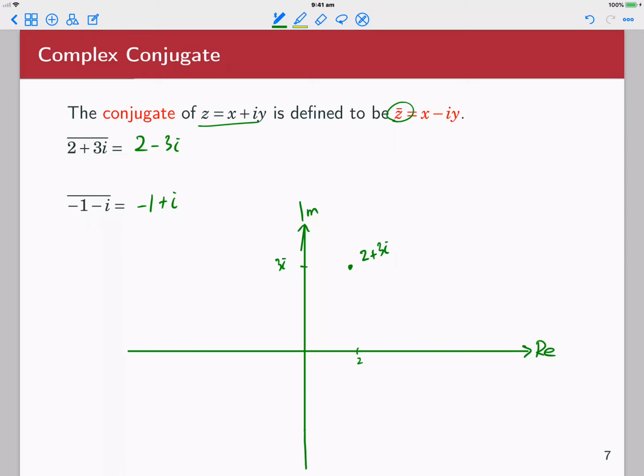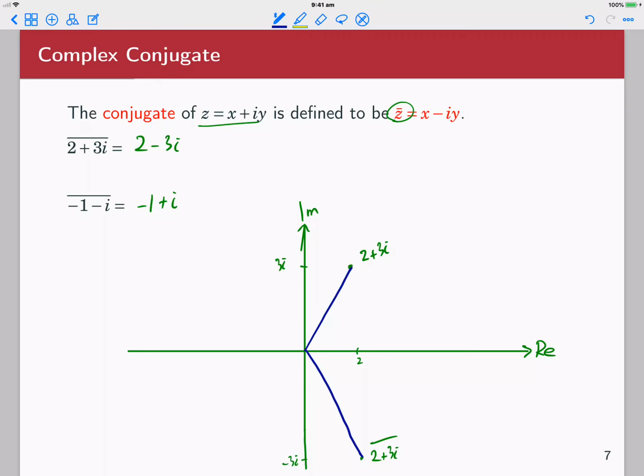But if you want to see where the conjugate 2 minus 3i would be, let's say minus 3i is here, then this is where 2 minus 3i would be. So this is where the conjugate of 2 plus 3i would be. You can see that when you take the conjugate of something, really what you're doing is reflecting it about the horizontal axis. That's what conjugation corresponds to visually. You just take your complex number and reflect it around the horizontal axis.